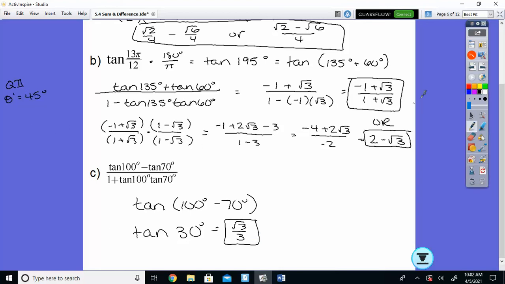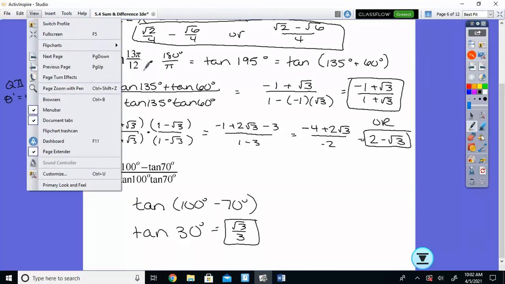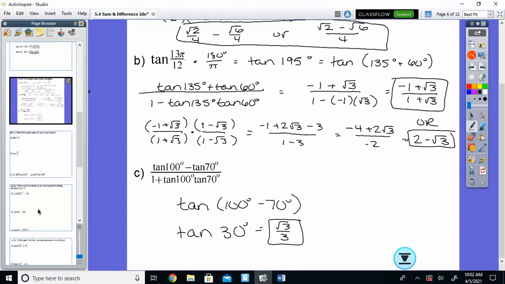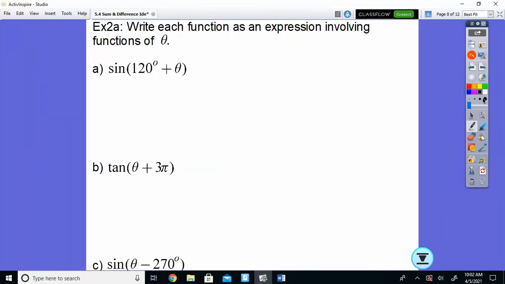Alright, let's do these problems. So next example I want to do is kind of similar to that 43 and 47 from today's homework. Oh, it's not that bad, Josh. Write them as a single function involving theta. So, sine of 120 degrees plus theta. So which formula am I using? Sine of A plus B. So my A is my 120, my B is my theta.